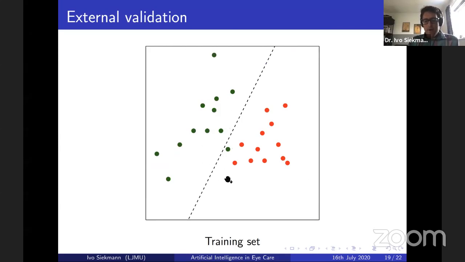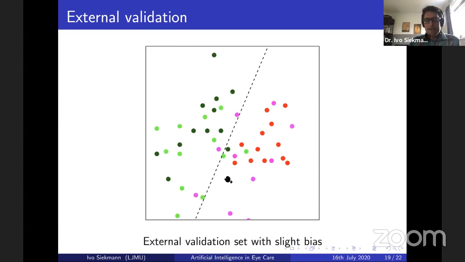So again, we train our method using our training data set, and then we apply the method to a slightly different data set from another sample. And what we can see here is that maybe this other sample is basically very similar, but it has a slight bias. So in this data set, you have slightly more patients that are above that line than below that line, and that will introduce a bit of an error.